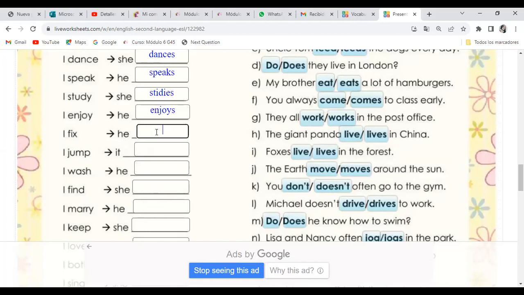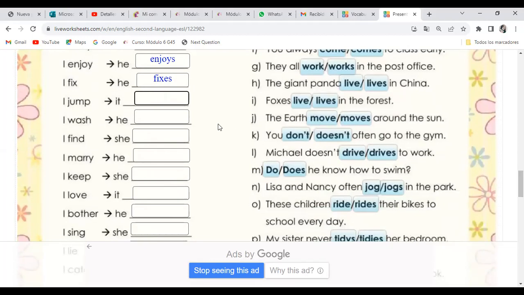He enjoys. Yes, very good. Enjoys. And now the verb fix. He fixes. Yes, very good. And what about jump? It jumps. Nada más con la S. Recuerda. It jumps. Okay. Jumps. What about wash? He washes. Washes.